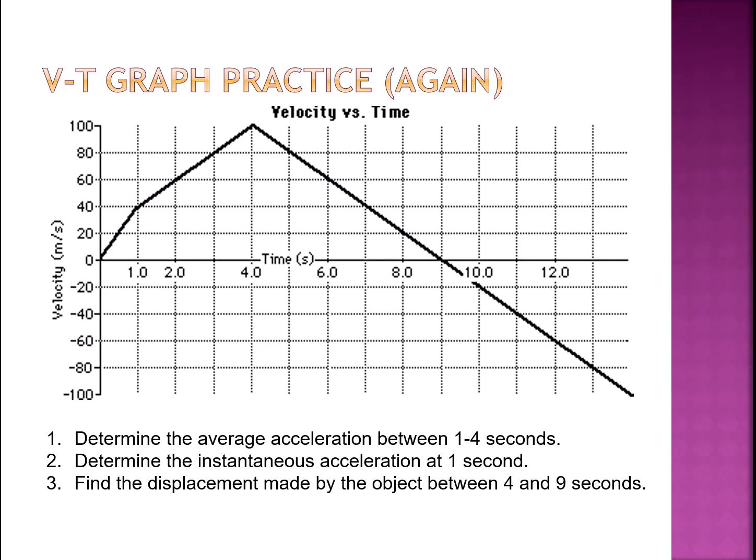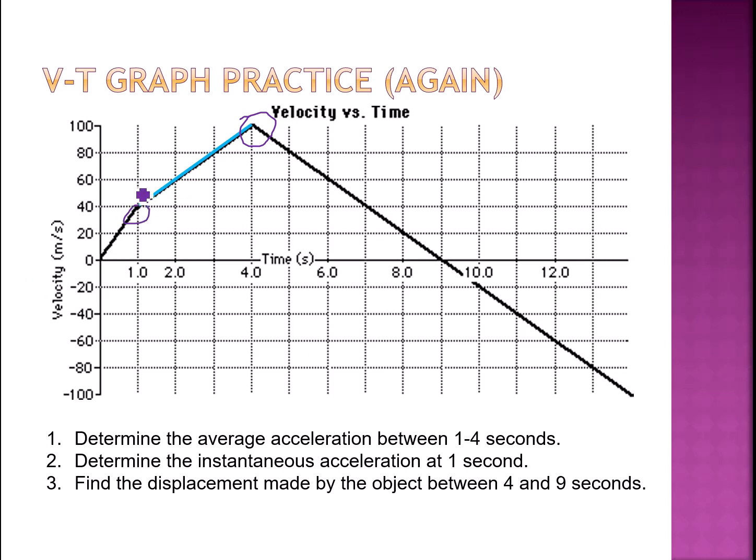So we'll try one. Number 1, determining the average acceleration between 1 and 4 seconds. So I'm going to go from here to here, between 1 and 4 seconds. My job is to find the acceleration, not the velocity, not the position, but the acceleration. And the acceleration is one graph below the velocity graph. That means I need to take the slope. I need to take the derivative. So I need to calculate the slope of that blue line that I just added.